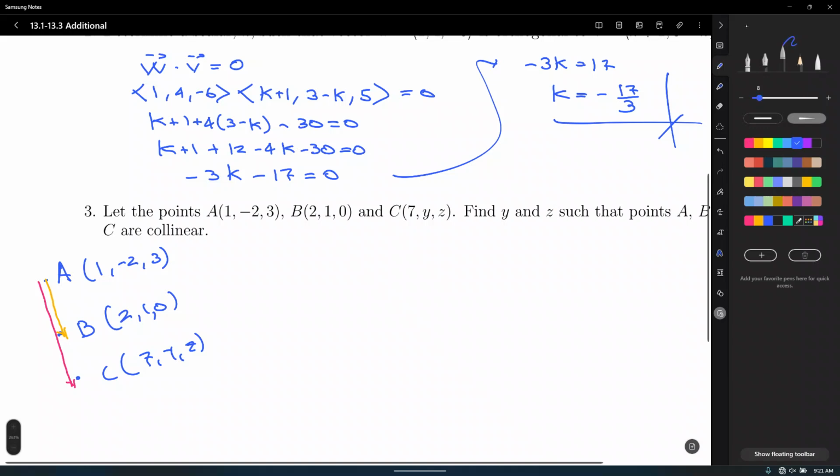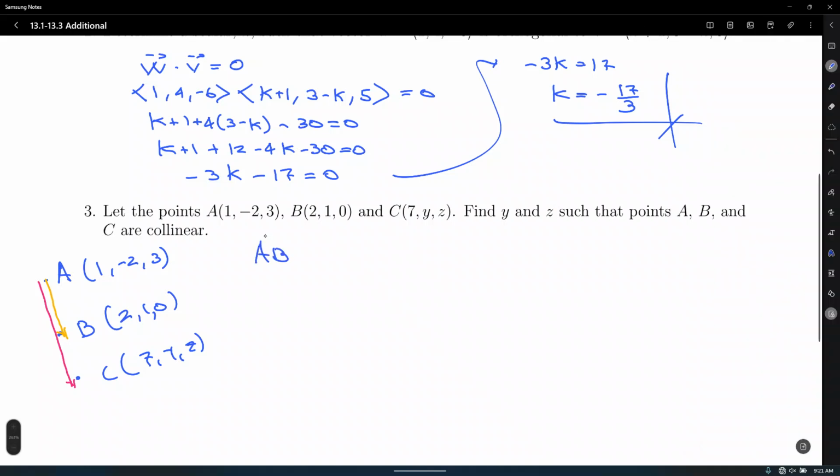I'm going to define vector AB. That is terminal minus initial, 2 minus 1, that equals 1. 1 minus negative 2, that's 1 plus 2, that equals 3. And 0 minus 3, that's negative 3. I'm going to define vector AC in this case. That's going to be terminal minus initial, that is 7 minus 1, that equals 6. Y minus negative 2, that's y plus 2. And Z minus 3.